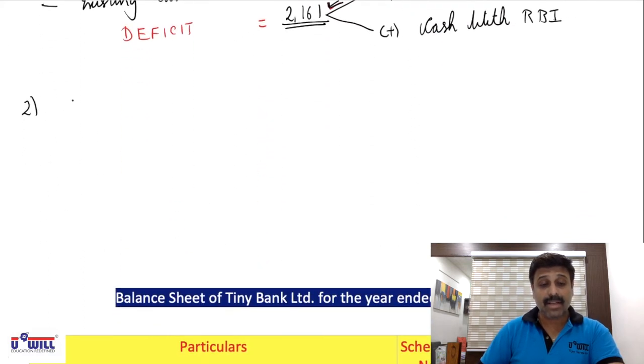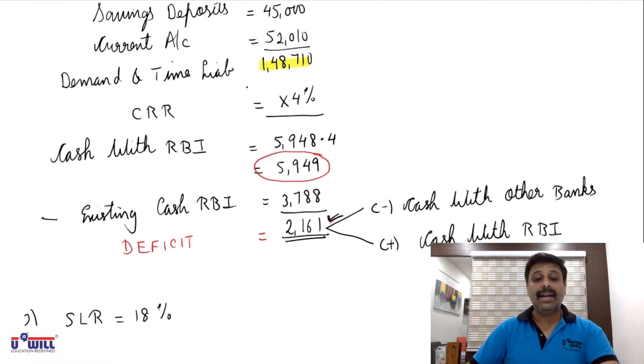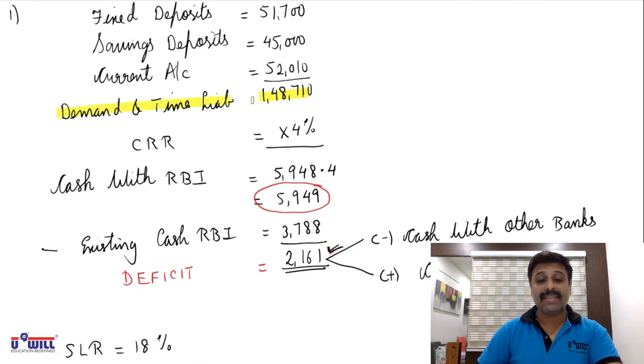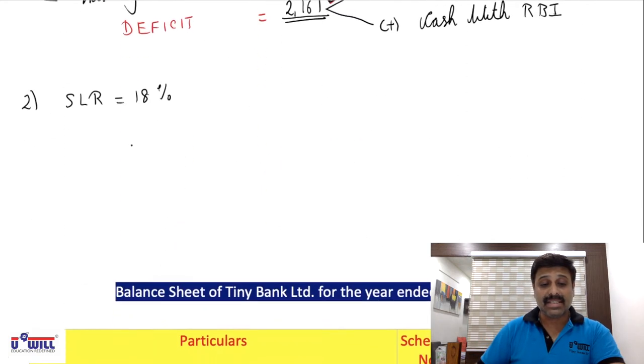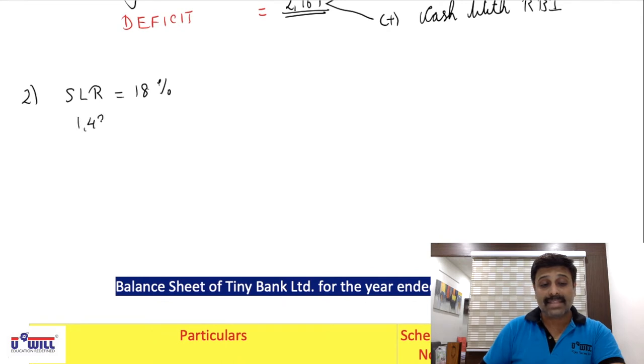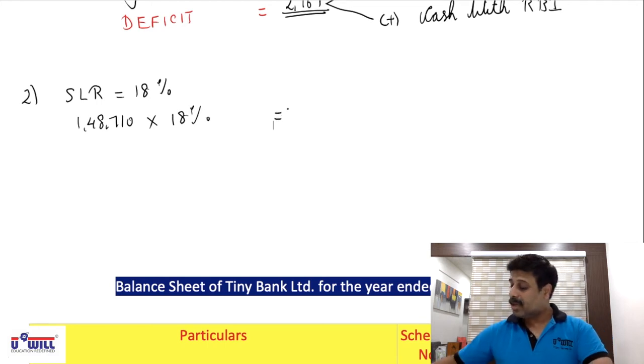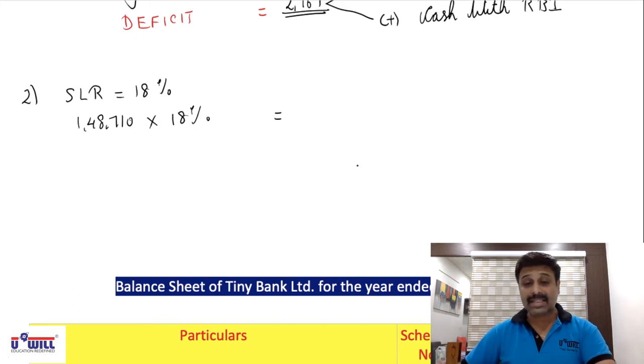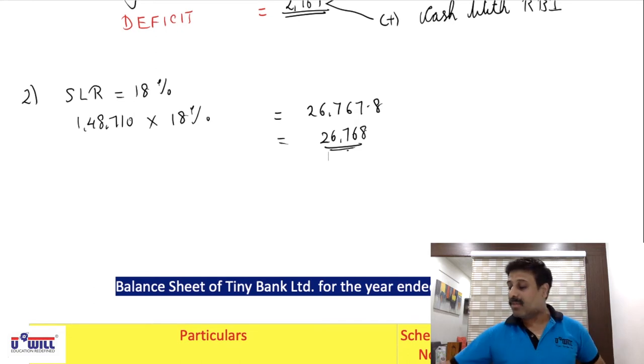Second adjustment or working note we make is for the statutory liquidity ratio of 18%. Now, demand and time liabilities, we already obtained just now as 148710. So 18% of that 148710 we have to keep in liquid assets. Do it, 148710 into 18%. What amount do we have to keep in liquid assets? 26,767.8, means approximately 26,768 is what we have to keep in the form of liquid assets.